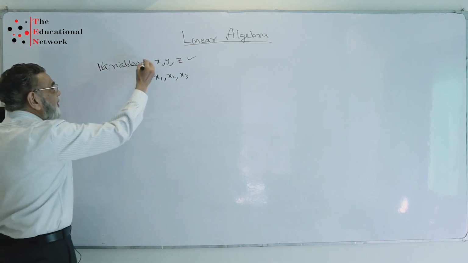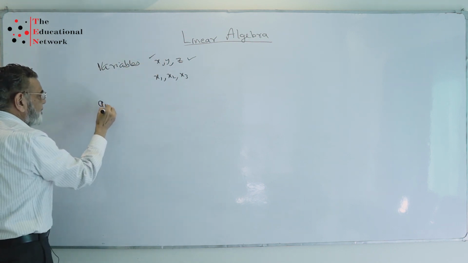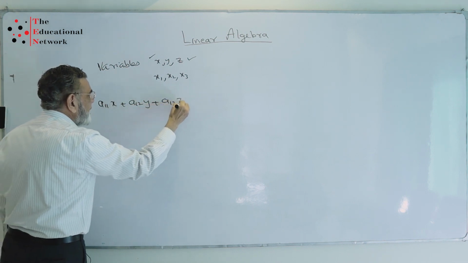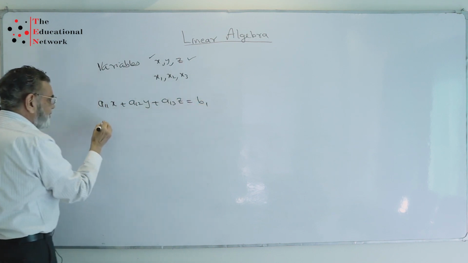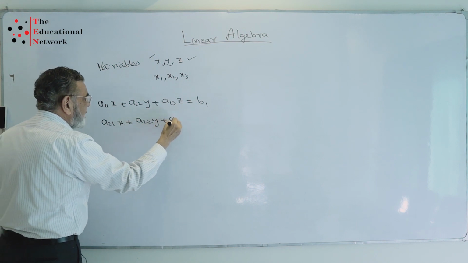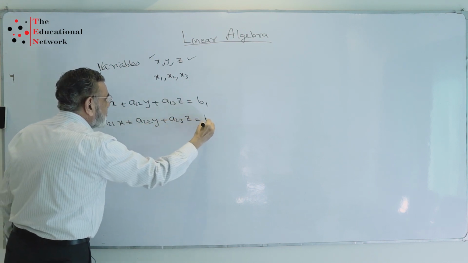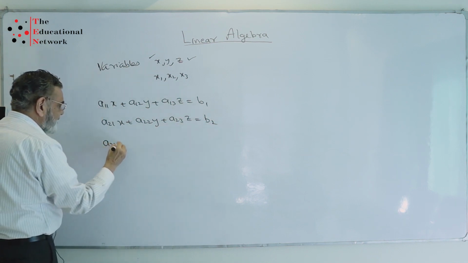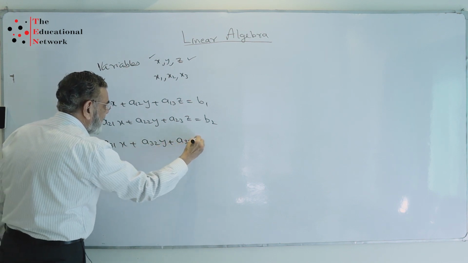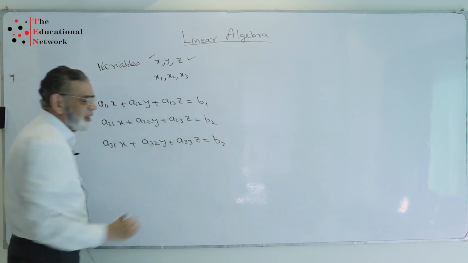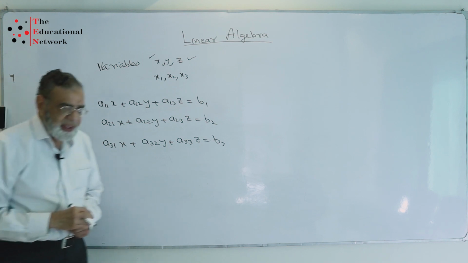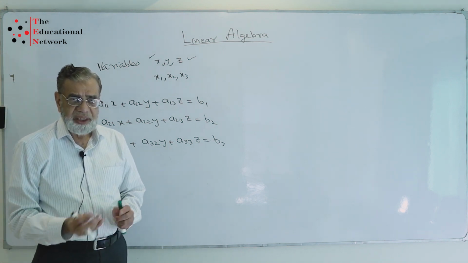So if I want to write the equation in three variables, my equation will be a11 x plus a12 y plus a13 z equal to b1. Then I have the second equation, a21 x plus a22 y plus a23 z equal to b2. Then we have a31 x plus a32 y plus a33 z equal to b3. Now you are clear what my a's and b's are, because I explained in the last example also that our a's are coefficients, our b's are constants, and x, y, z are variables.